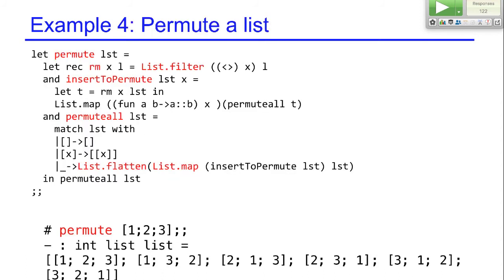Example 4. So now we go to the level of interview questions, right? That is, if I give you a list, give me the permutation. If you give me 1, 2, 3, permute the list, right? Permutation. With that, I have two helper functions. One of them is called remove. If you give me a list and an item, I will remove this item from the list. And then I have insert to permute. That is, you take one item, and then permute everything after that and insert that one item into each list.